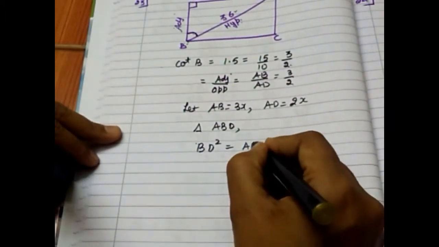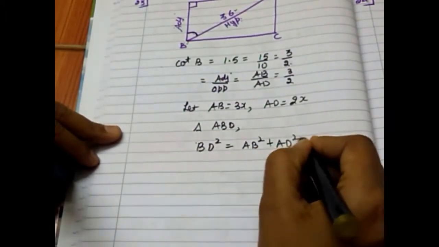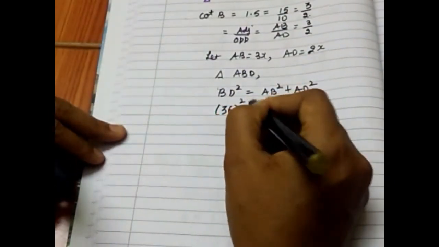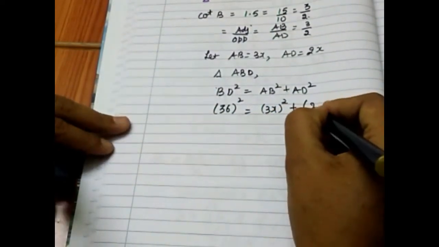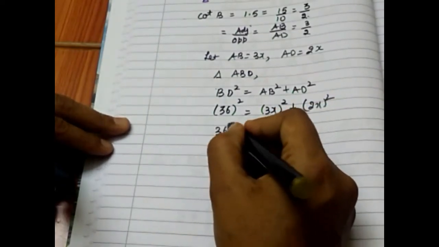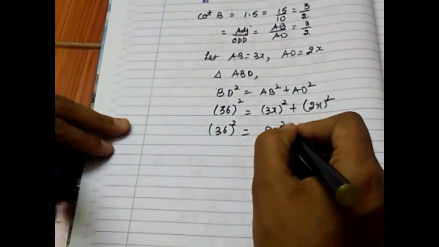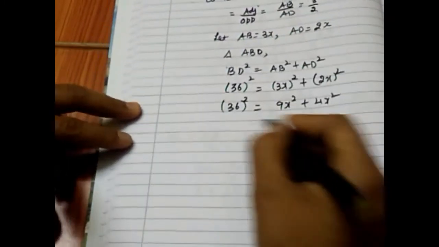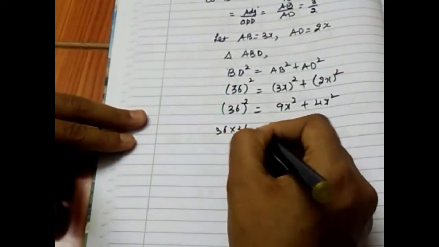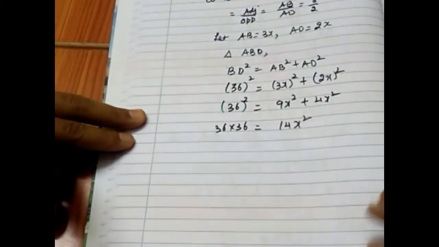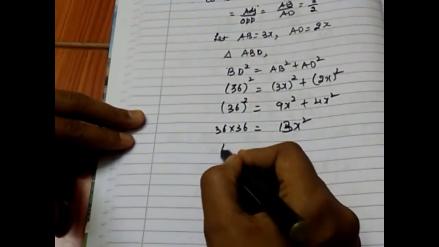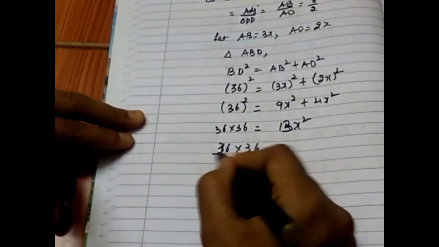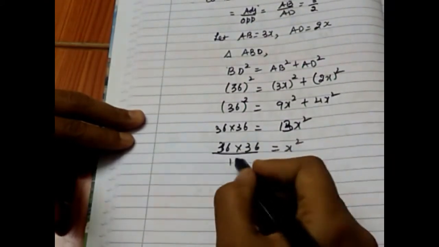BD square is equal to AB square plus AD square. Value of BD is already given, hence substitute the same, that is 36 whole square. AB is 3x whole square and AD is 2x whole square. So 36 whole square is 9x square plus 4x square. Let me write 36 into 36 instead of multiplying and making my calculation more difficult. I'll keep it as it is. 9 plus 4 is 13. So that is 36 into 36 by 13 is equal to x square.